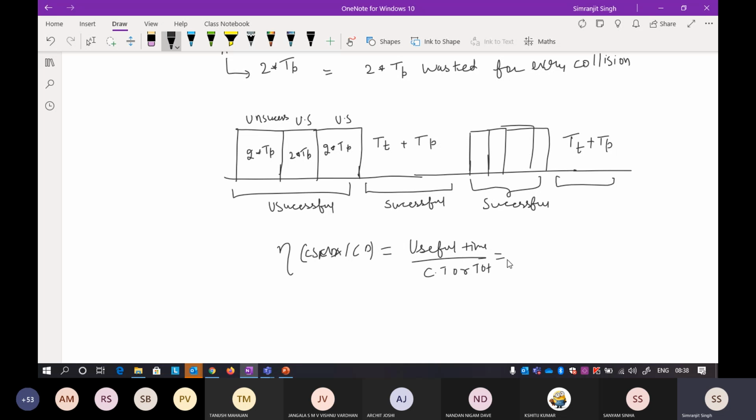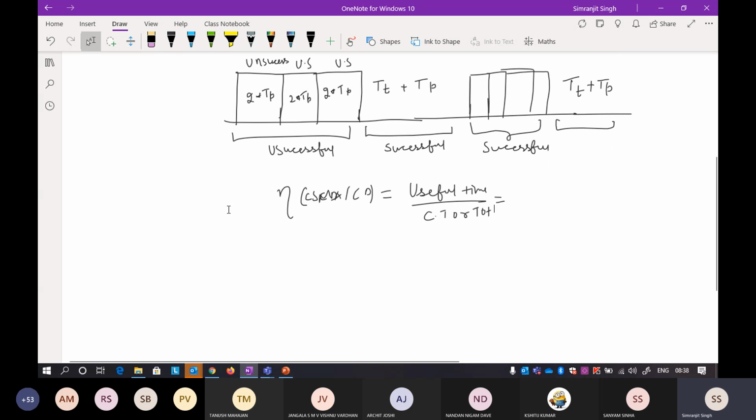Now what is the useful time here? My useful time will always be my TT. For TT amount of time, the station is doing some work. When the packet is propagating, I cannot call this useful time, because propagation delay does not depend on anything. It is just that the packet is going, so the station is not doing anything.